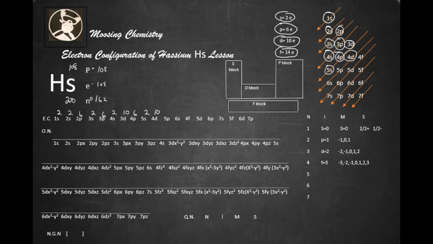4d10, 5p6, 6s2, 4f14, 5d10, 6p6, 7s2. Okay, then we go 5f14, 6d6. We don't need this 7p here, not yet at least.